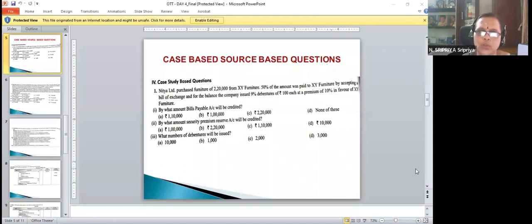So total value is 2,20,000. 50% of the amount was paid to XY Furniture by accepting a bill of exchange. So what is the value for which bill of exchange will be issued?